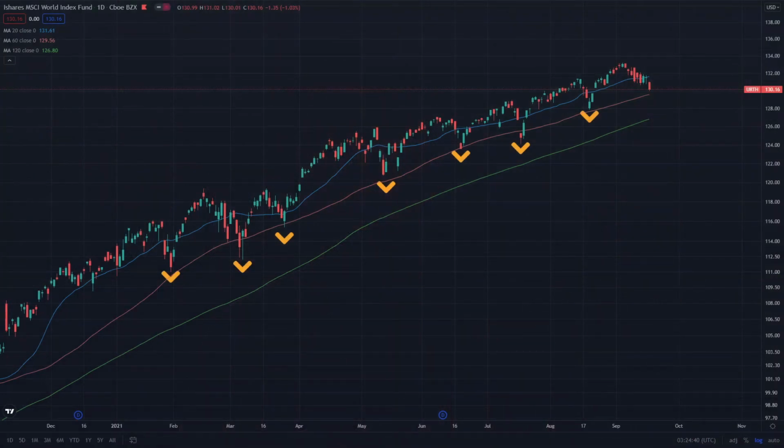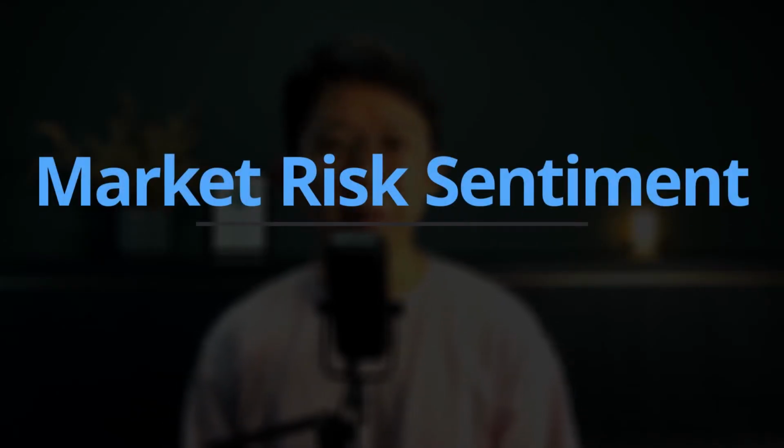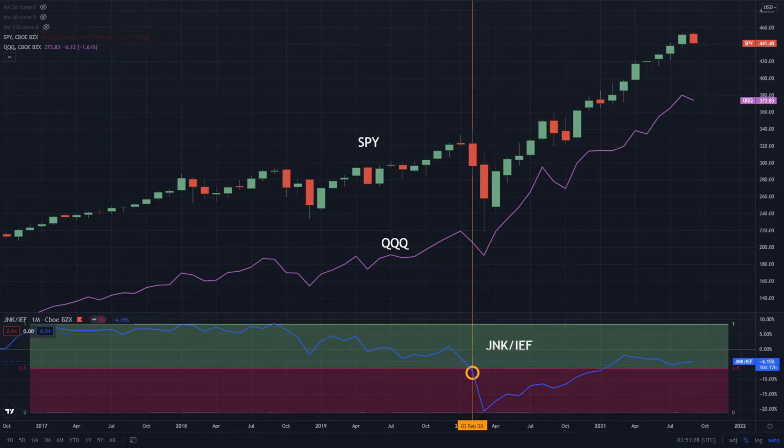Similar to SPY and QQQ, MSCI World Index moving averages are in the long array pattern and has not shown any signs of turning. Next, let's talk about market risk sentiment. In this chart, the purple line is QQQ, the candles are SPY, and the blue line is the ratio of JNK over IEF.